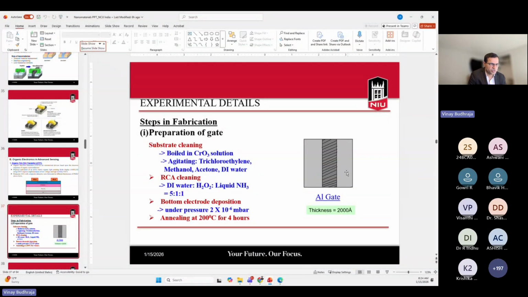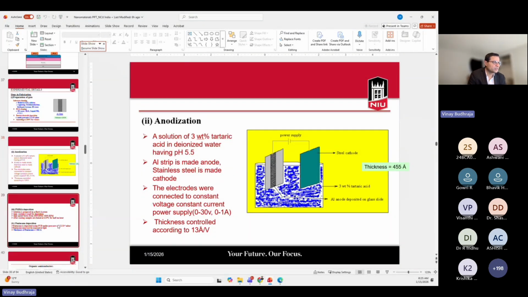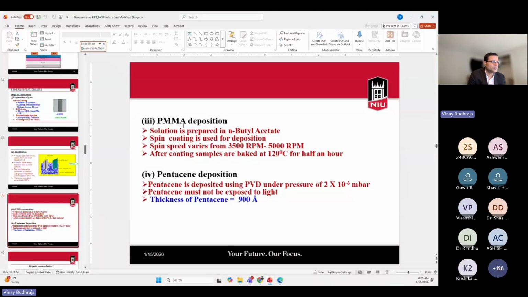It started with the deposition of the aluminum gate, and then using the anodization method, we make the gate dielectric. But the Al2O3 has a porous structure with pore holes. To get a smoother surface, we planarize with PMMA by spin coating, and then we deposit the pentacene on top of it using the evaporation technique.